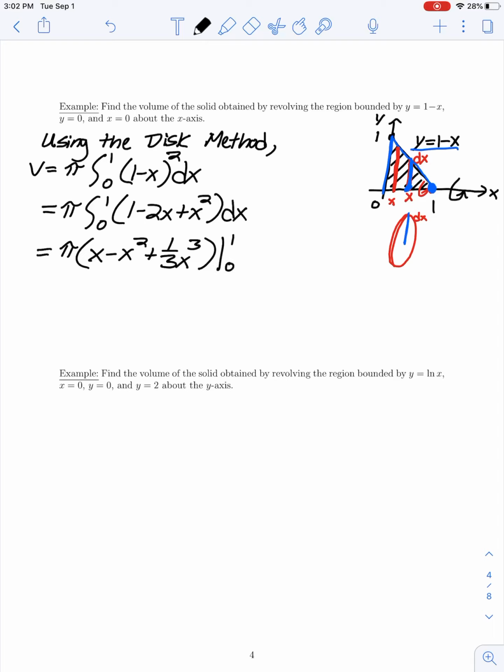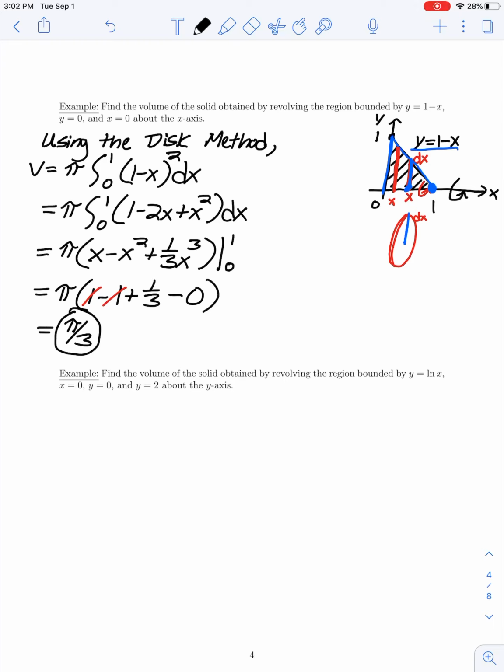from 0 to 1. So when we substitute x equals 1 in for x in this antiderivative, we have pi times 1 minus 1 plus 1/3. And then we subtract what we get when we evaluate at x equals 0, which would be 0 here. So we can see, of course, our 1 and negative 1 cancel. We're left with pi times 1/3, or pi over 3, for the volume of the solid described here. Okay.